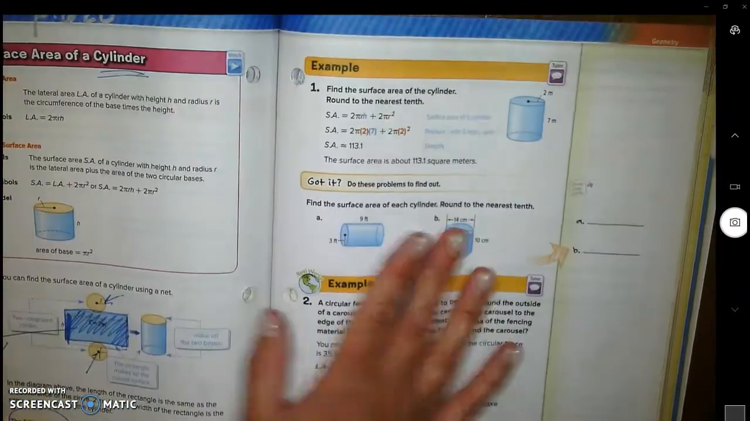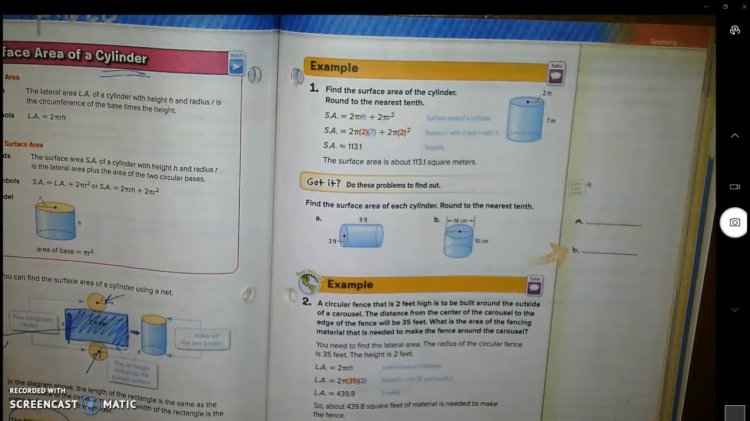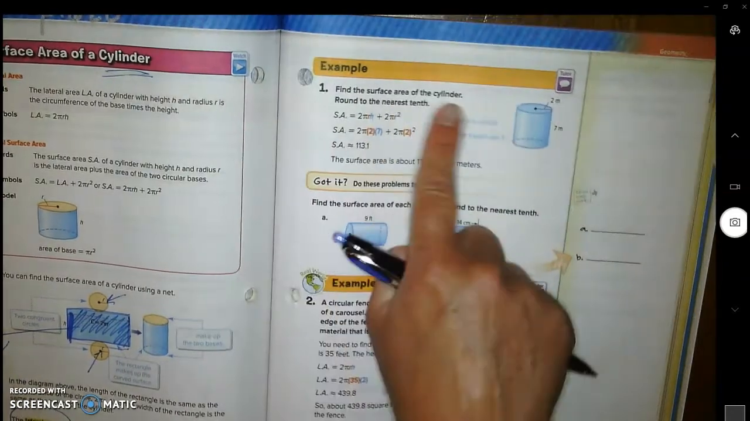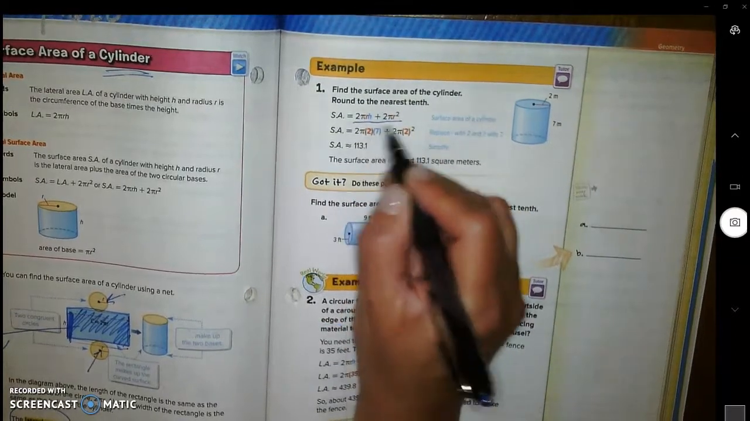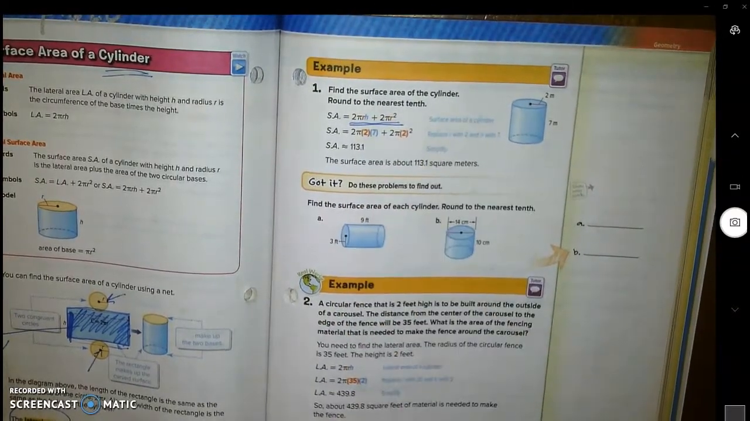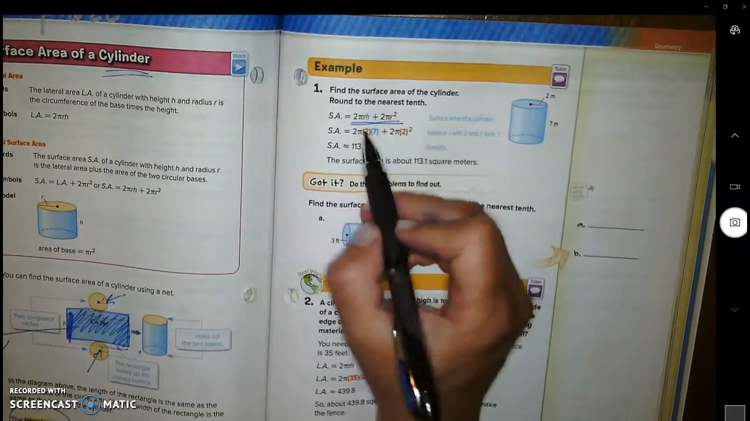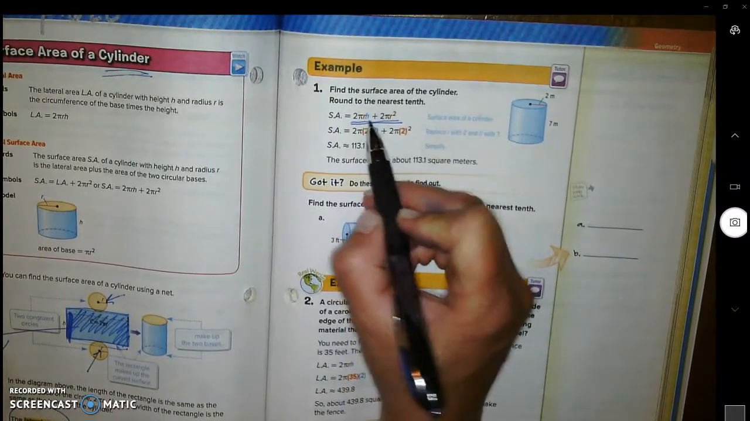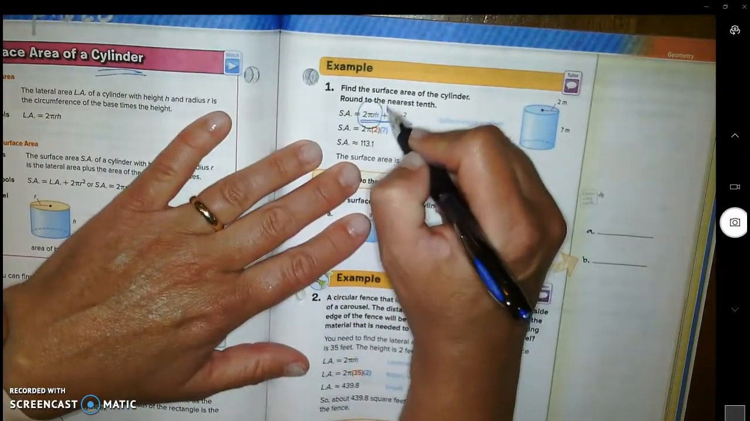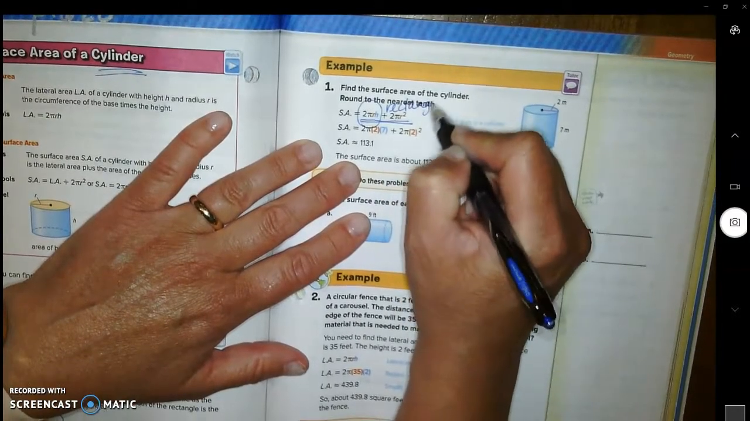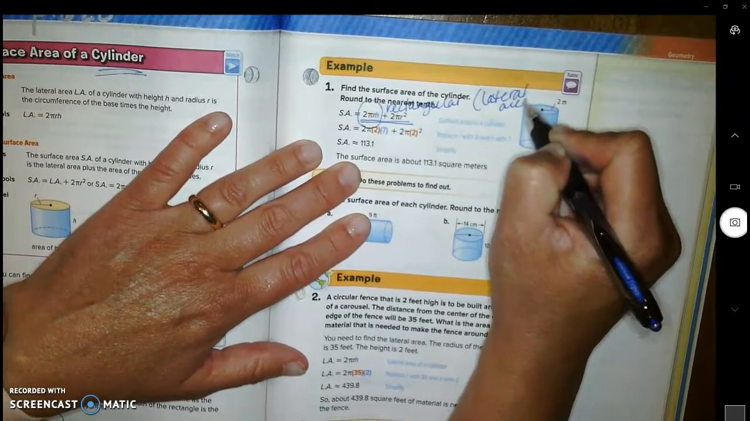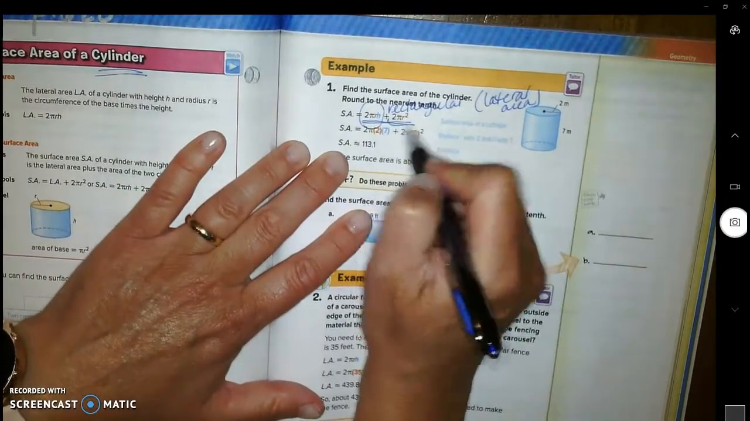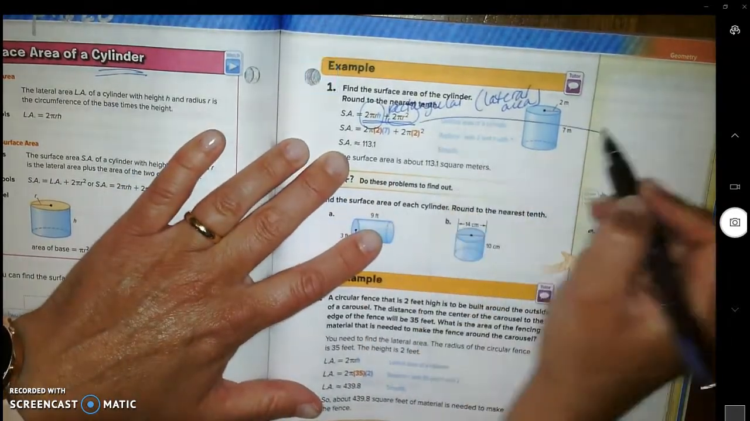So let's go look up here at the top. Example number 1, okay. We need to find the surface area of this cylinder. So notice they wrote that formula down that we just came up with down at the bottom. So 2 pi r h, this is going to be the rectangular part or the lateral area. That's that new word that we just came up with. And then 2 pi r squared.